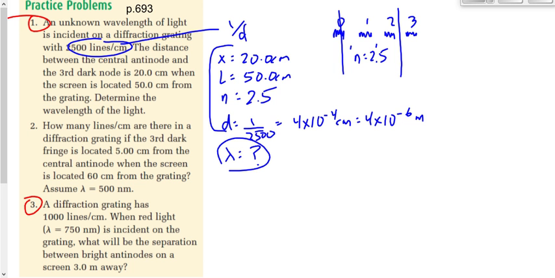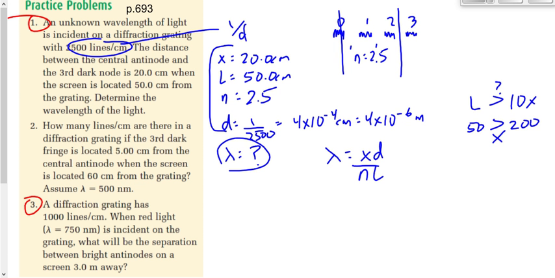All right, when I see this, I want to say lambda is equal to xd over n times L, right? But I got to do my little check here. Here's L. Is L greater than 10 times x? Well, L is what, 50? 10 times x is 200? Can I use that equation? No, the answer in the book assumed that equation. That's wrong. Okay, the angle is too big. It's too big. You cannot use that equation.